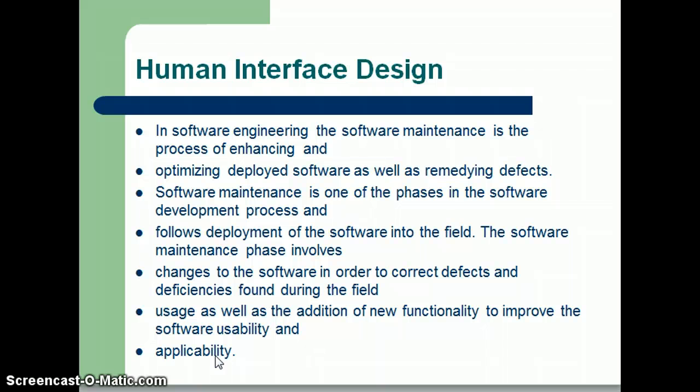In software engineering, software maintenance is the process of enhancing and optimizing deployed software as well as remedying defects. Flawless deployment of software into the field. The software maintenance phases involve changes in the software in order to correct defects and deficiencies found during field usage, as well as additions of new functionality to improve the software's usability and applicability.